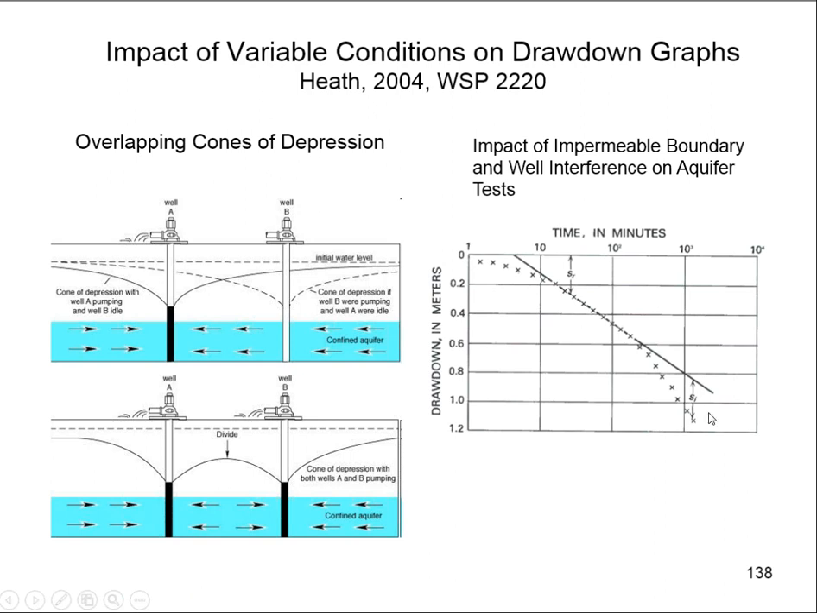So when we have our data points that fall below our ideal curve, we have more drawdown than we would expect. That is due to well interference or some boundary condition, because you'll see this drop off right next to a boundary.